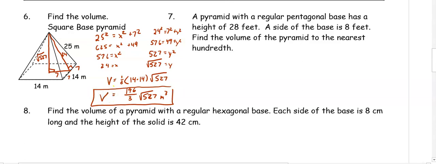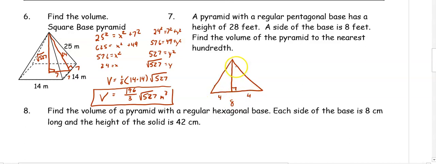In number 7, a pyramid with a regular pentagonal base has a height of 28 feet. A side of the base is 8. Find the volume of the pyramid to the nearest hundredth. So we know the height and we know one of the sides. So in a pentagon, we can form one of our triangles to find our apothem. If the side is 8, that splits into 4 and 4.